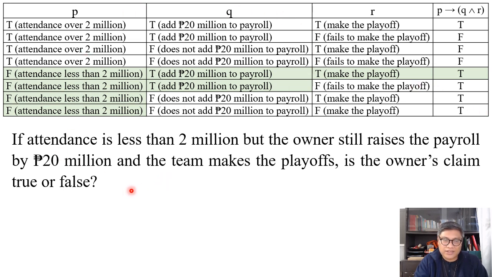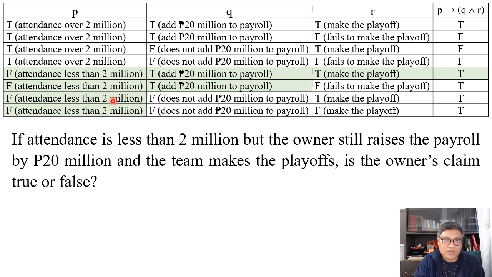So identify the keywords here: less than 2 million, meaning that it is the opposite of over 2 million. So when we say the opposite of over 2 million, it means that it is less than 2 million. Here we have the four possibilities. From the eight, we drop all the other four, then concentrate on this one. Then the next statement is still raises the payroll by 20 million.